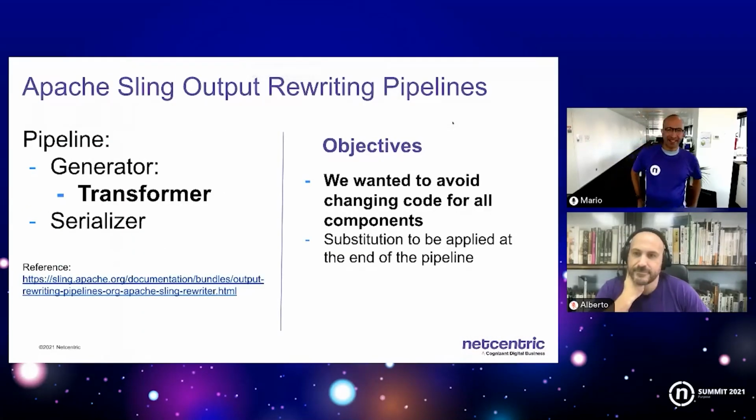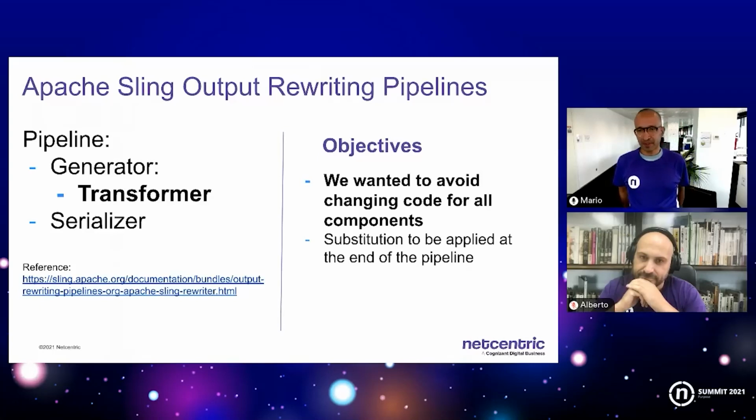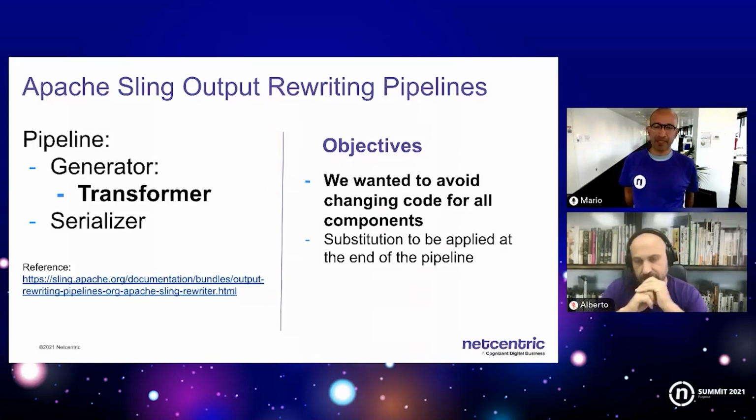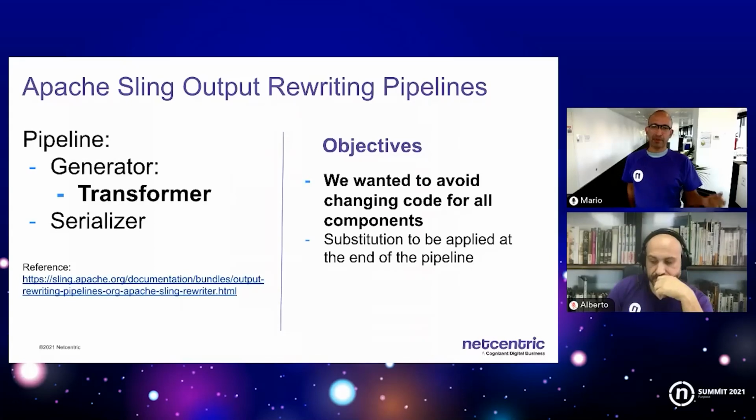hang on in there. Key factor of this architecture was the Sling output rewriting pipelines. I said, most of us have dealt one place and another with the link checker. And we applied the same logic. We wanted to have a global way to change code, and we want to apply it at the end of the pipeline, of the transformer. How does it look like?